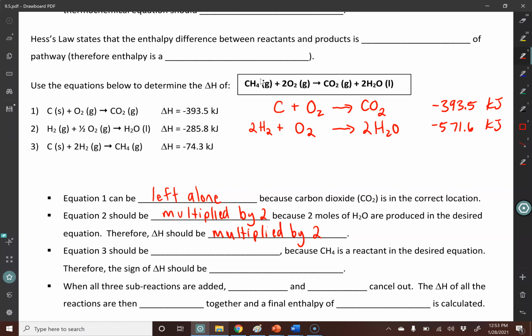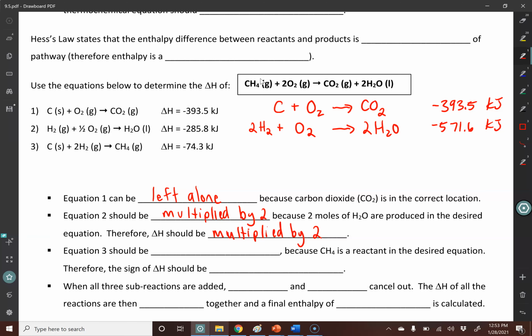All right, my last equation. I've got carbon and hydrogen reacting to form methane. Methane shows up in my goal equation, right over there. In this case, methane is a product in the given equation, but it's a reactant in the goal equation. What do I need to do?